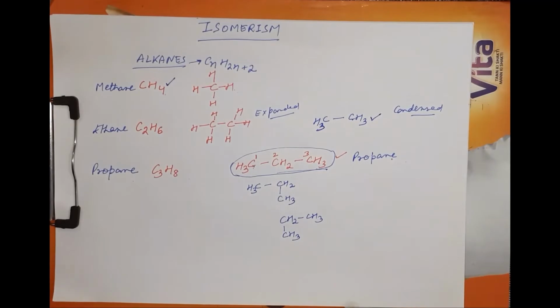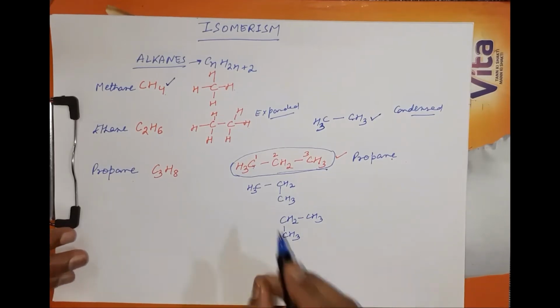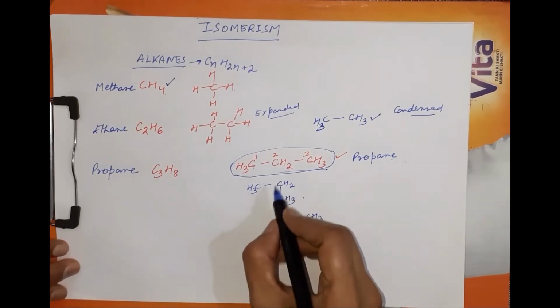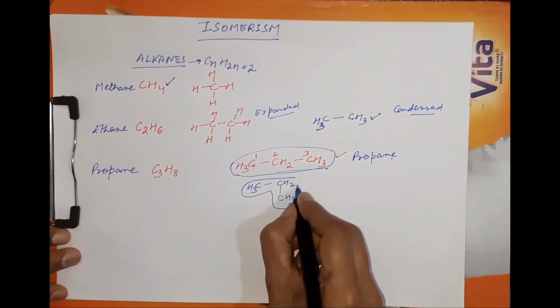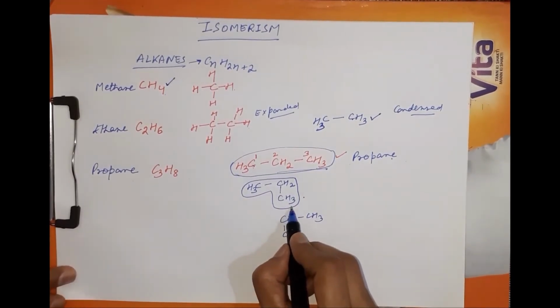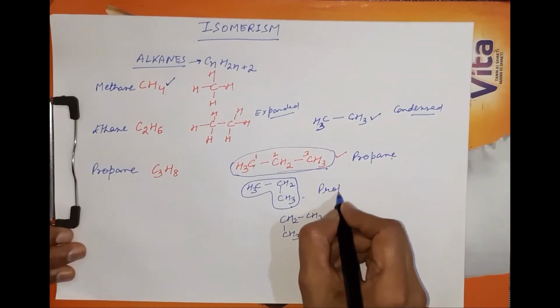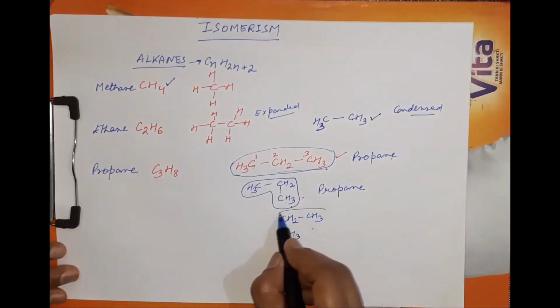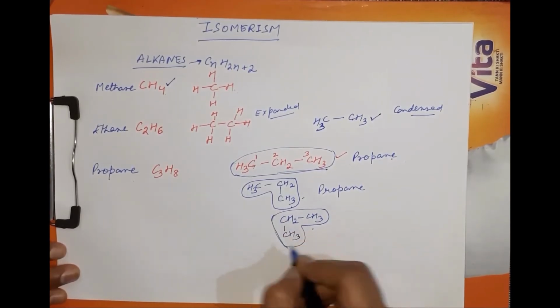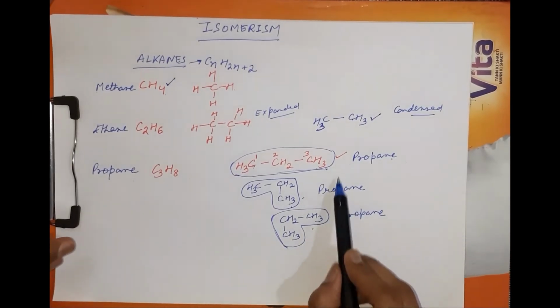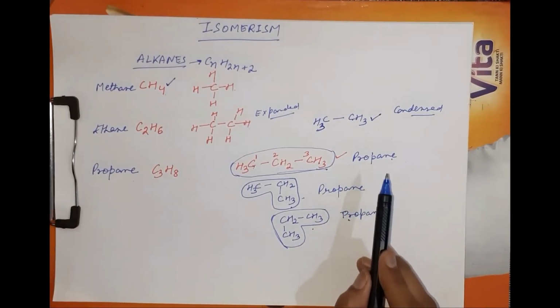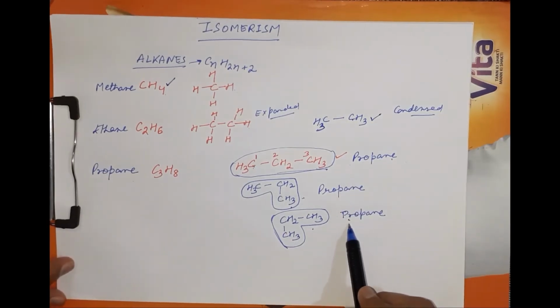And in the IUPAC naming, what we have to do, we have to select the longest continuous chain. So if we write the name for this second one, because the longest continuous chain has to be selected, in this case also this is the longest continuous chain. So again the name for this will also be propane. And in this case also this is the longest continuous chain, so again the IUPAC name will be propane. So basically all 3 are the same, because according to IUPAC naming all are having the same name of propane. So there is no difference between all 3 of them.